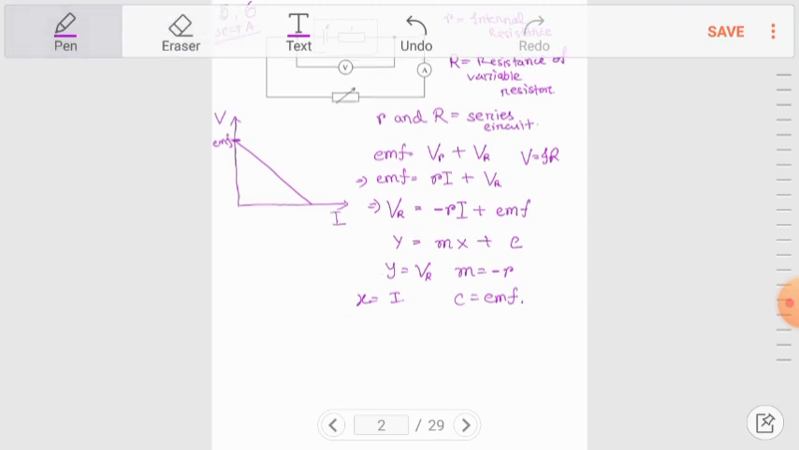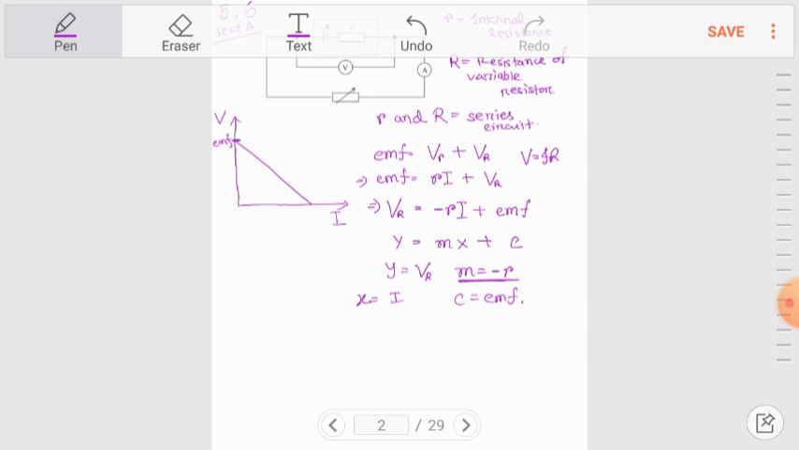Option B says the gradient of the graph is r, which is wrong because the statement misses one point: it is the negative gradient of the graph that is r, because here you see m = -r. That means the gradient has to be negative to give a value for r.